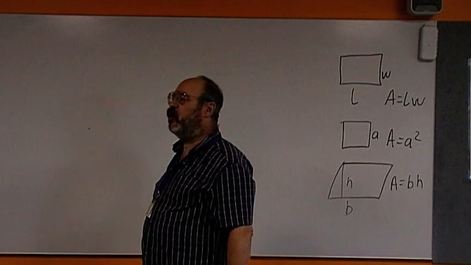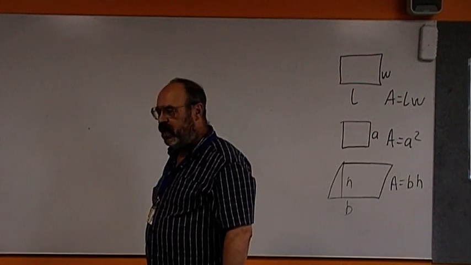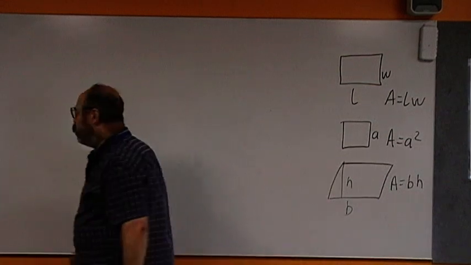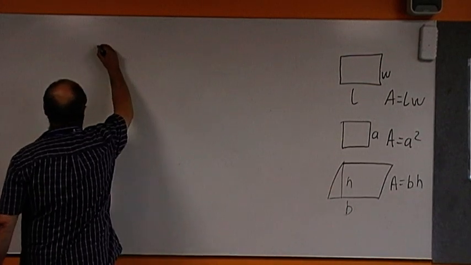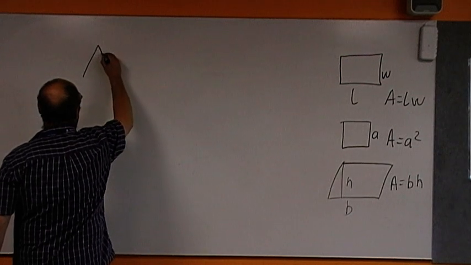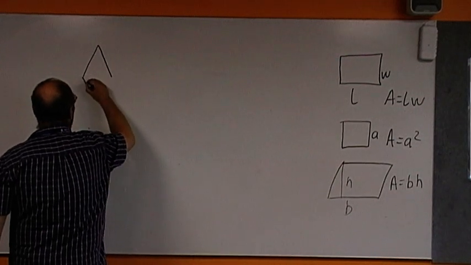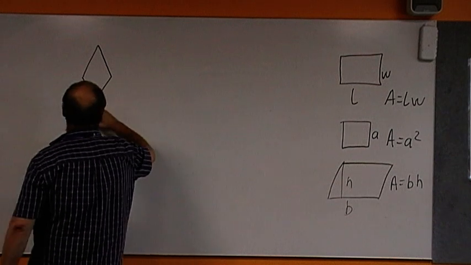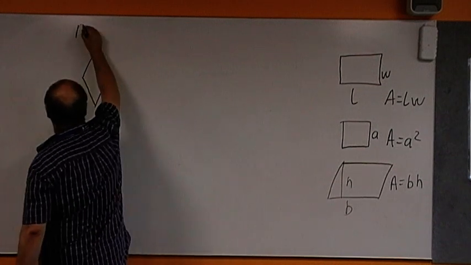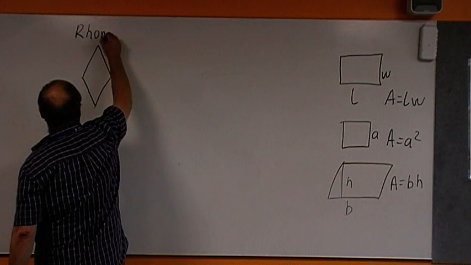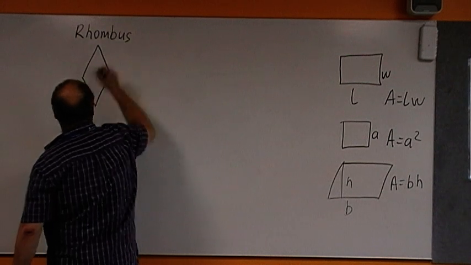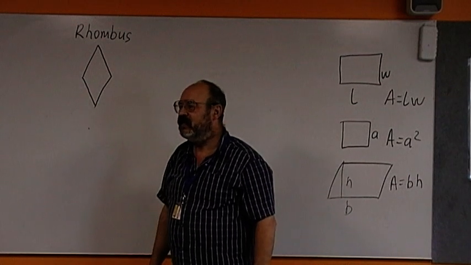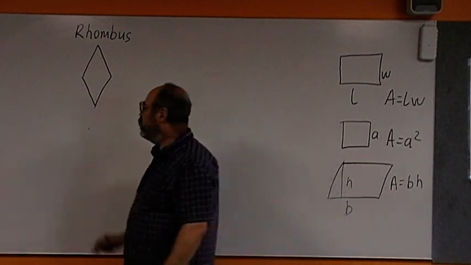Today we will learn about a few more. And the first of them will be the rhombus. You might call it a diamond in primary school, but the proper name is rhombus. And what is the property of the rhombus? Four equal sides. All sides are equal.